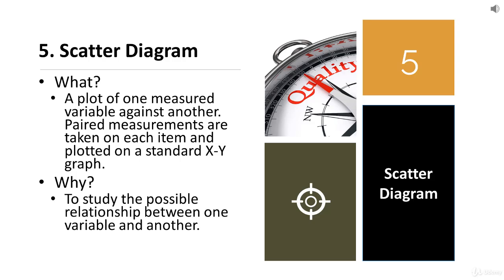what was the number of ice creams sold, and if this person plots a scatter plot between the outside temperature and the sale, then that will give a good indication whether there is any relationship between the temperature and the sale of the ice cream. That's a simple example.